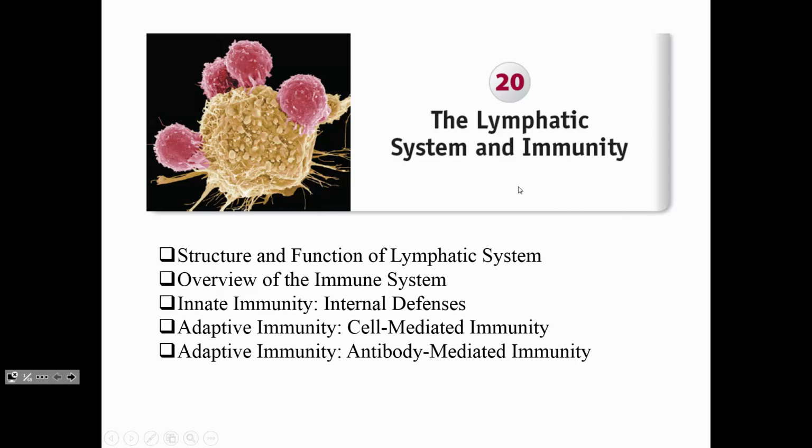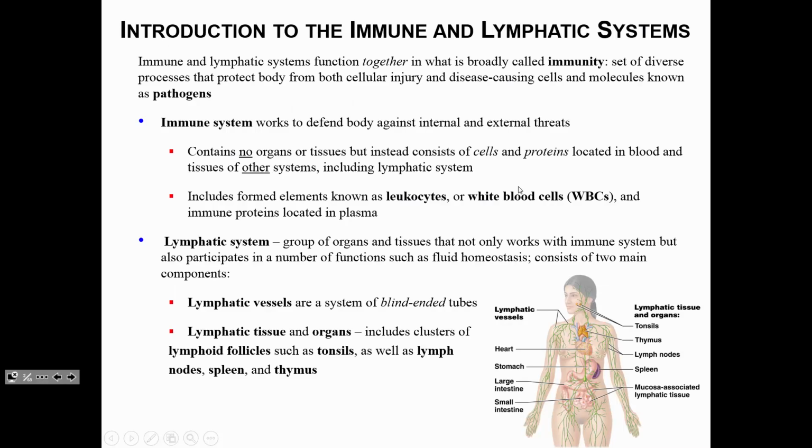Okay, so we are going to start into Chapter 20, which is the lymphatic system along with immunity. If you look here in this very beginning, the first objective wants us to give the functions of these two systems. Now, technically, the immune system is not a true body system, because it doesn't have organs or tissues, but it just basically is cells and proteins that are located in places. We call it your immune system, but technically it's not a system by itself.